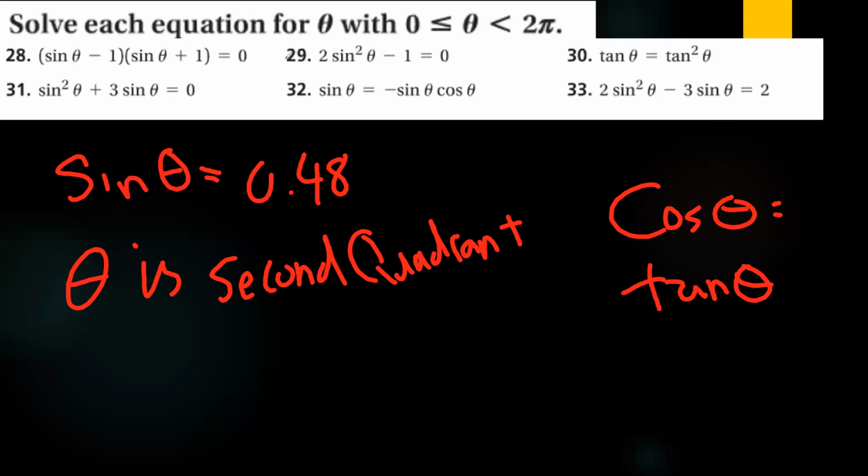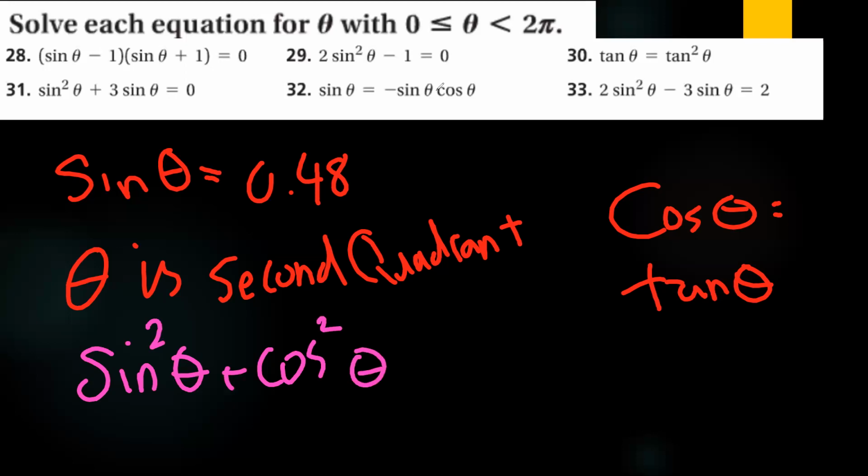Teacher, shall we find theta? Like the first way, we should have sine inverse of 0.48. Teacher, can we use the Pythagorean identity? Yes, this is the first step here, to use the Pythagorean identity: sine squared plus cosine squared is 1. So 0.48 squared minus 1.